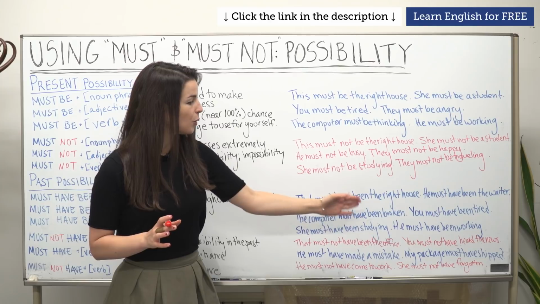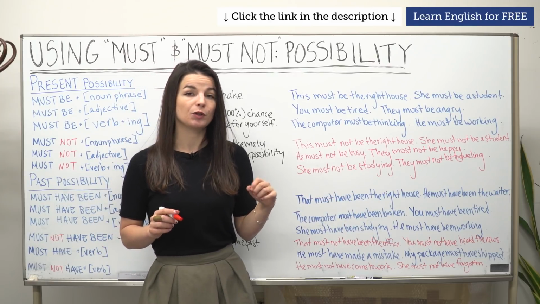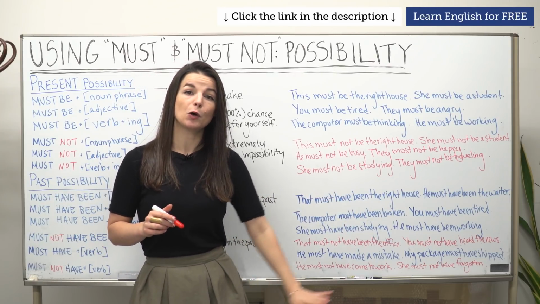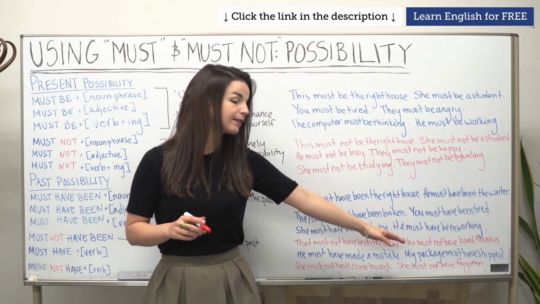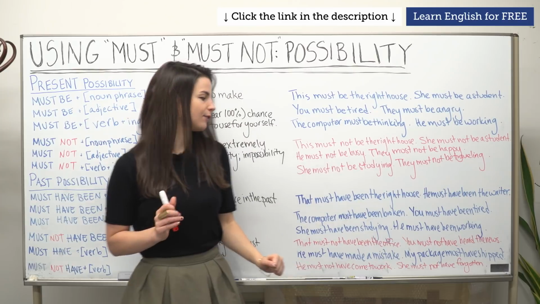Another example, you must not have heard the news. There's a very low chance you heard the news. So here, must not expresses that very low chance.